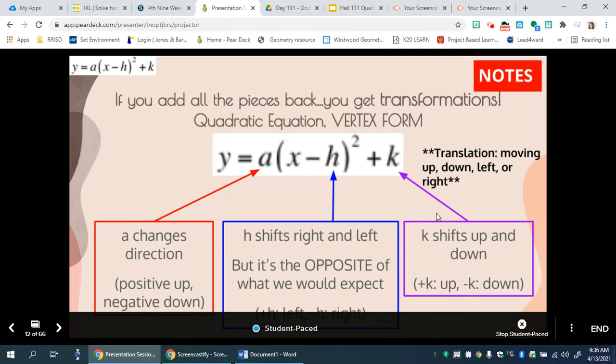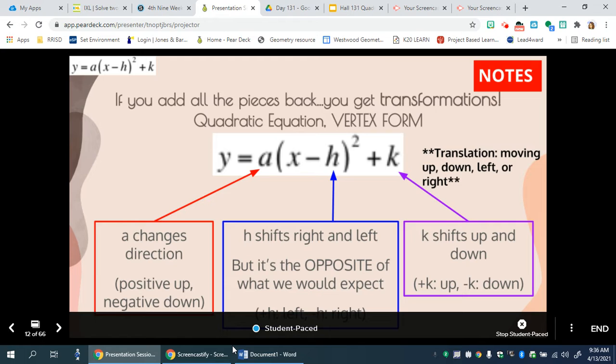Good morning, good morning. So this is a continuation of lesson day 131, quadratic equations, more quadratic equations. Last class, we started this, we got about halfway through. So we were talking about transformations and looking at vertex form and what the different letters or values do.